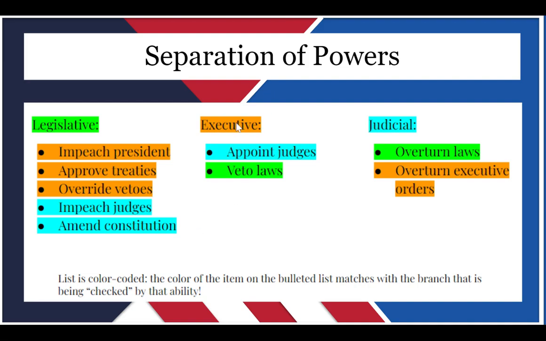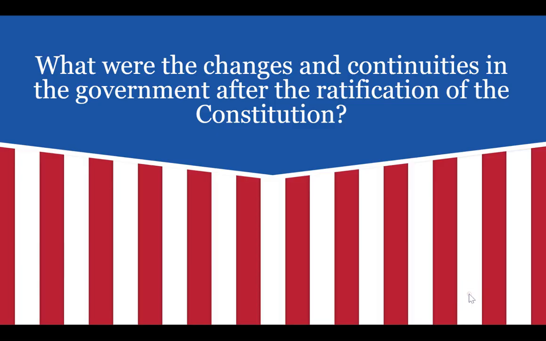The executive branch, they can check the power of the judicial branch by appointing judges. They can choose who is appointed as a judge for federal courts. And they can check the power of the legislature by vetoing laws. And the judicial branch can overturn laws to check the power of the legislature branch, saying, hey, this is not constitutional. They can also overturn executive orders for the same reason. So this is our kind of system of checks and balances.